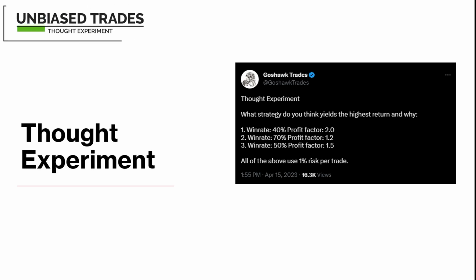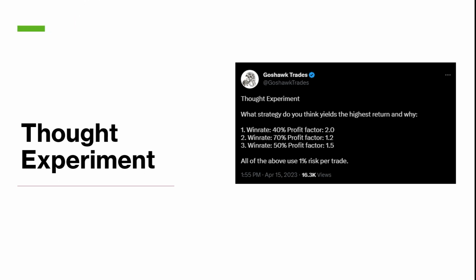What strategy has the highest return out of these three? This is what we're going to be going over today. I recently did a tweet on this topic, and it was kind of a little thought experiment where people could comment below and say which one they thought had the highest return. I saw a lot of good approaches.